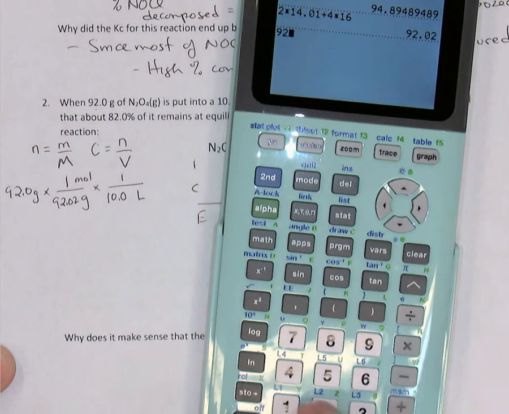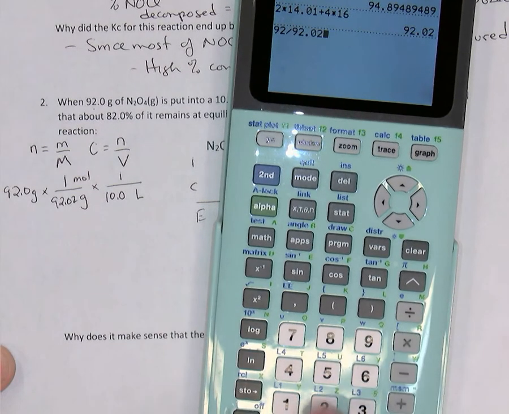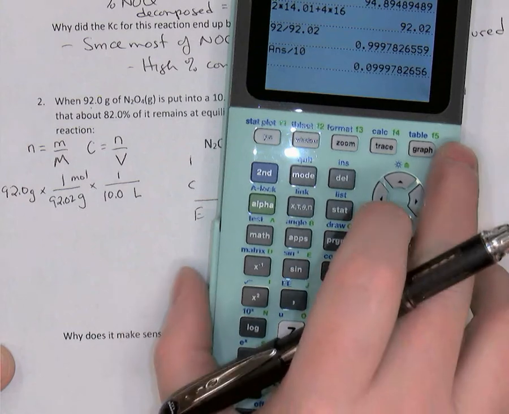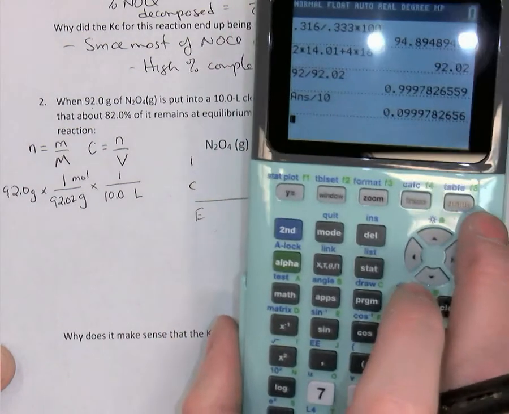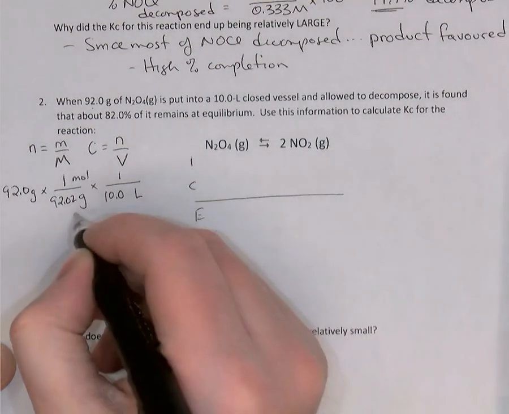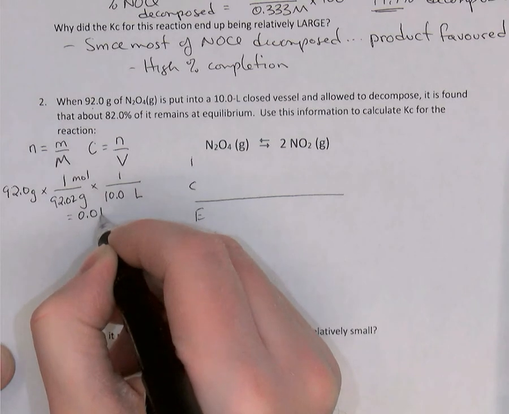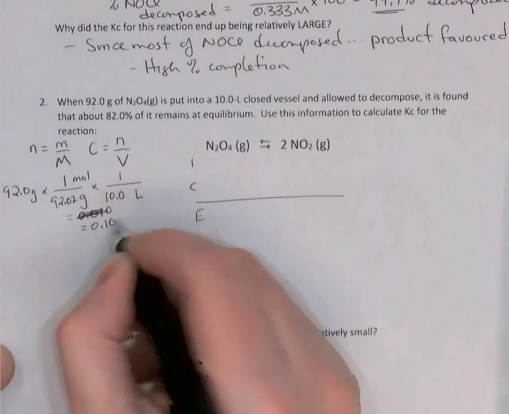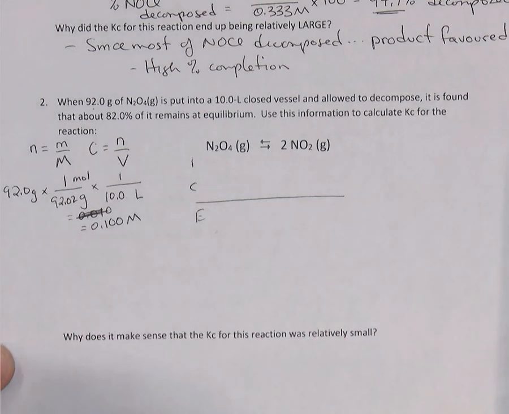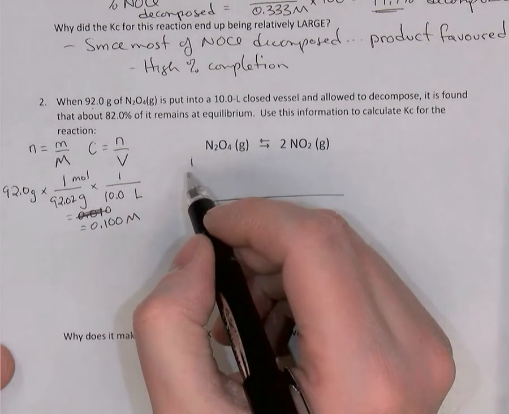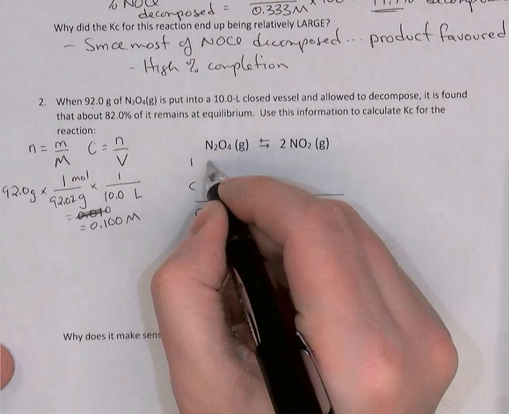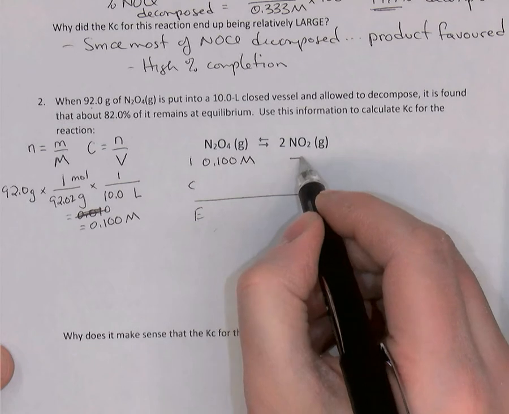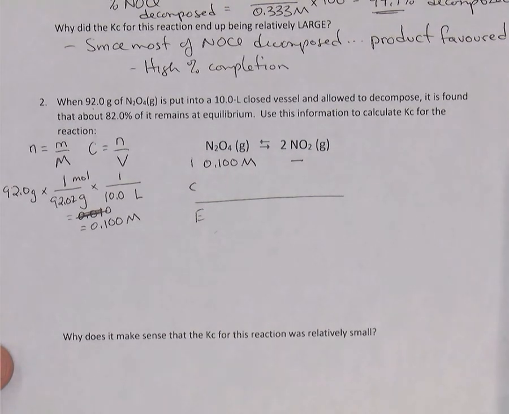So taking 92 and dividing by 92.02, hey, that's 1 mole, and divide that by 10, and we get 0.099 or 0.0100 molarity. Oops, not 0.01, 0.100 molarity. Okay, be careful rounding off. So that's the initial concentration of N2O4, 0.100 molarity. There was no NO2 placed in the container initially.